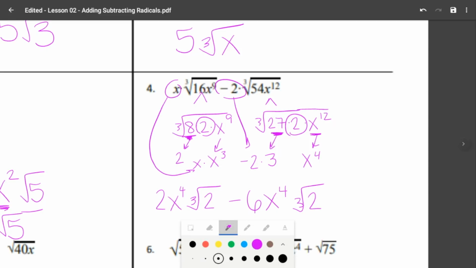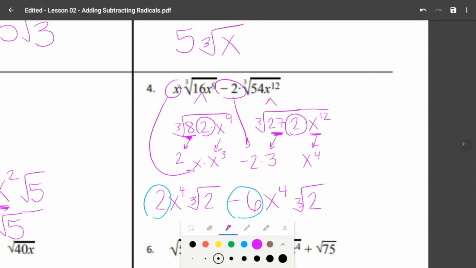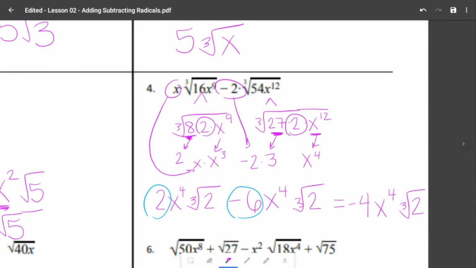So now, just like the last question, you are going to just combine the coefficients in front. 2 minus 6, you should get negative 4. The variable x to the 4th stays the same, and the cubed root of 2 stays there. So that is your final answer.